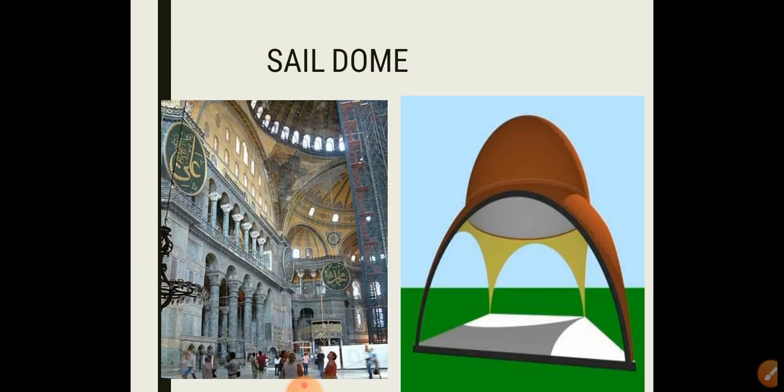Next, the sail type of dome. This type of dome is like a pendentive type. It smoothly continues its curvature to form the dome itself. The dome gives the impression of a square sail pinned down at each corner and billowing upward. On the right-hand side you can see they are pointed at the base and the support acts like a pin.